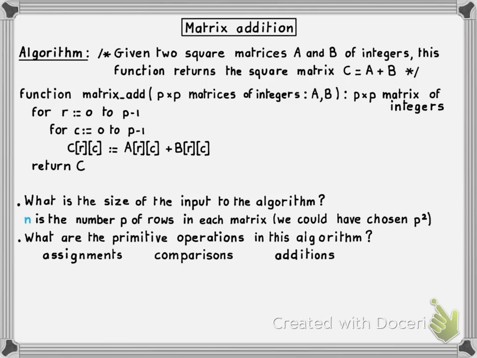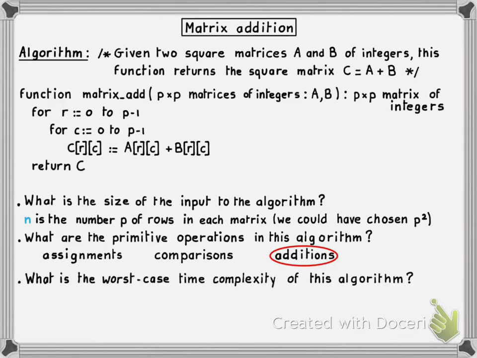As before, we decide to choose the additions. So the time complexity of this algorithm will be determined by the total number of additions that the algorithm executes for an input of size n. So what is the worst case time complexity of this algorithm? Remember, we're going to call this complexity f of n, where n is the input size. So what we need to do is to count the total number of additions that the algorithm performs for an input of size n.